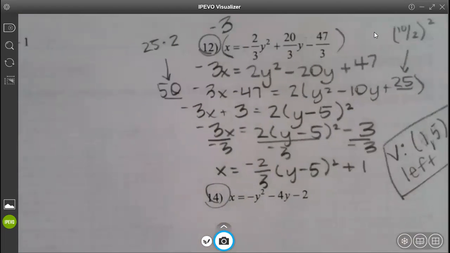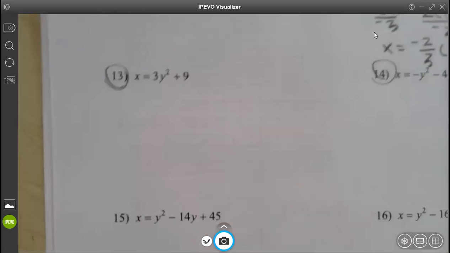All right, on your own real quick, try 13. 13 is where we're going next. So remember, you can just rewrite this one. You don't have to do anything with it. Should be a real quick one. Remember what I said when you don't have that y term.